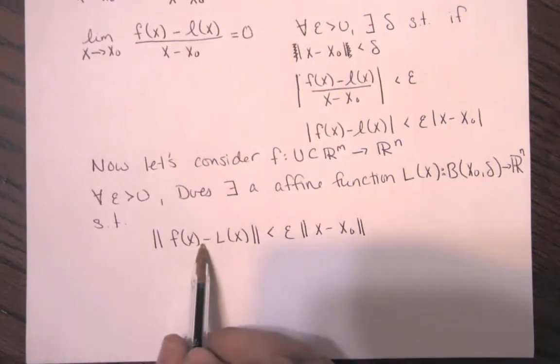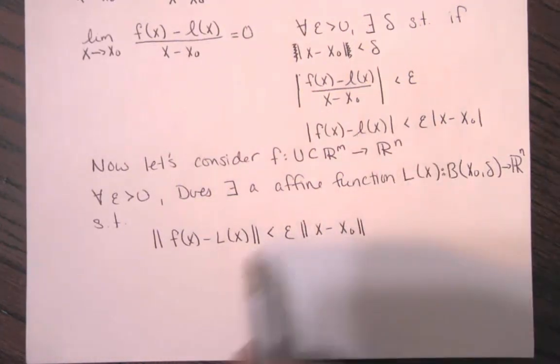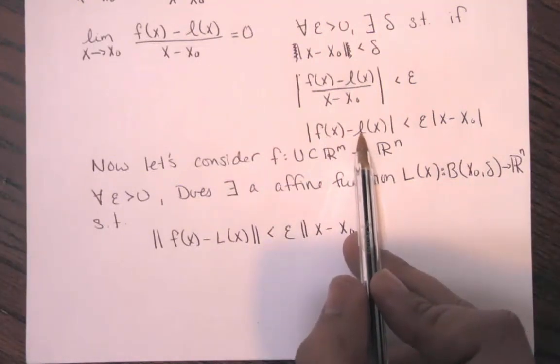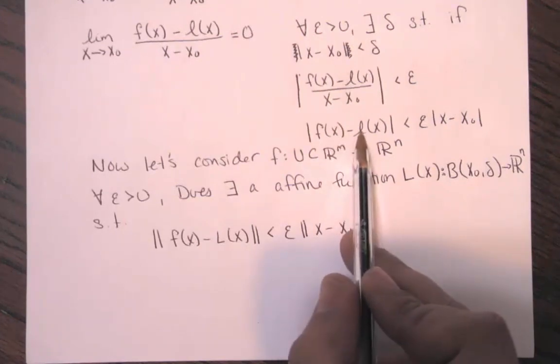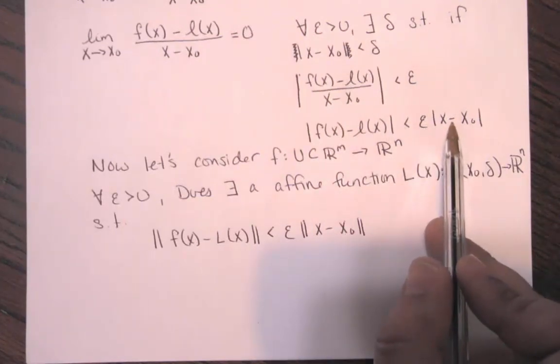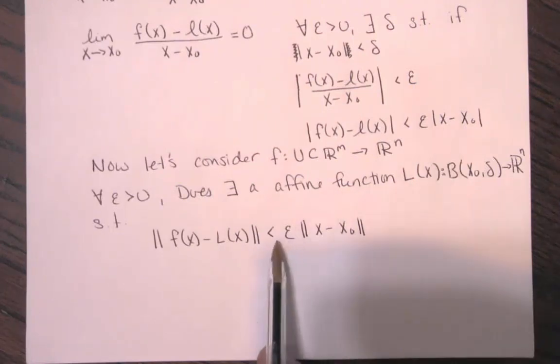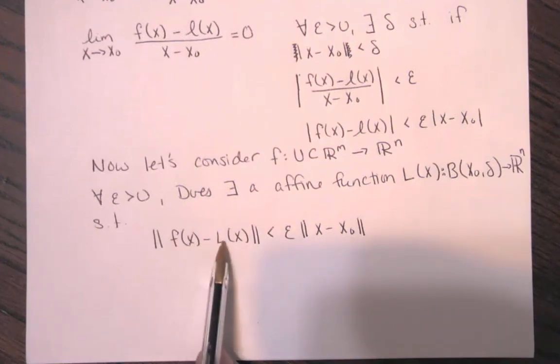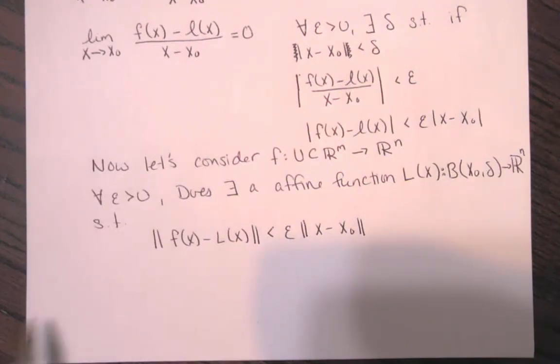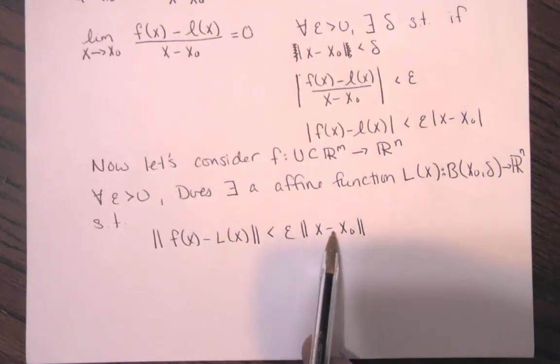So notice the similarity from this statement to this statement. Here, little l is the tangent line, and it's an affine function. The difference between f of x and the affine function is less than epsilon times the distance between x and x naught. I have the same thing here. The distance, using a norm, between f and an affine function, which should be my tangential affine function, is less than epsilon times the distance between x and x naught. So does such a thing exist?